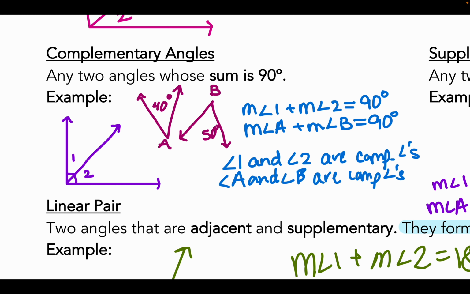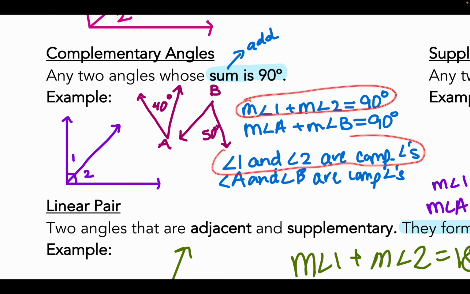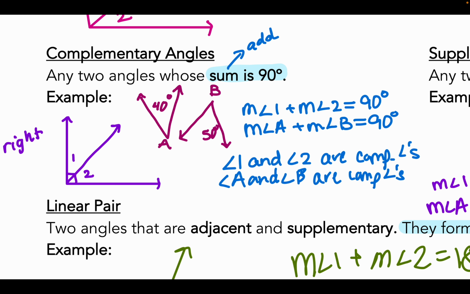Okay, complementary angles. Complementary angles are any two angles whose sum is 90 degrees. Sum means when you add the two angles together. I have two different examples. In this case, angle 1 and angle 2 are complementary angles because they add to 90 degrees, because this little box means a right angle, and right angles equal 90 degrees.